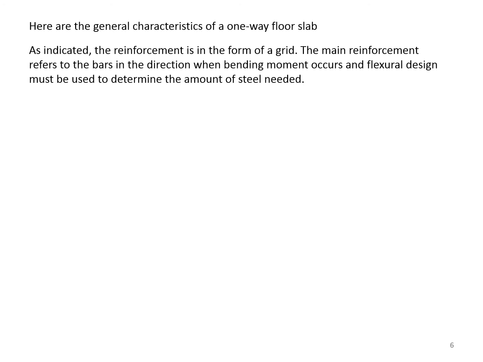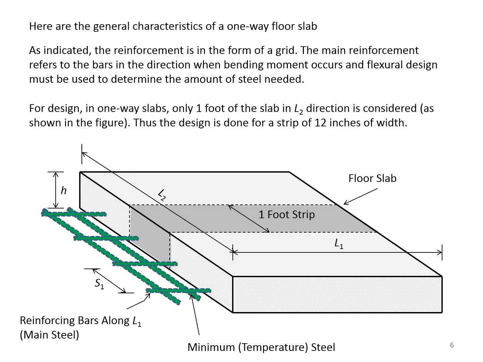Here are the general characteristics of a one-way floor slab. As indicated, the reinforcement is in the form of a grid. The main reinforcement refers to the bars in the direction where bending moment occurs, and flexural design must be used to determine the amount of steel needed. For design in one-way slabs, only 1 foot of the slab in the L2 direction is considered, as shown in this figure. Therefore, the design is done for a strip of 12 inches of width.